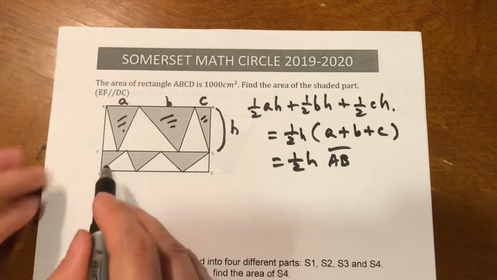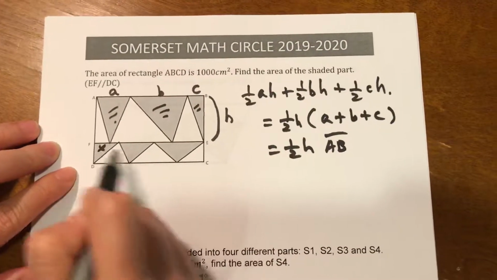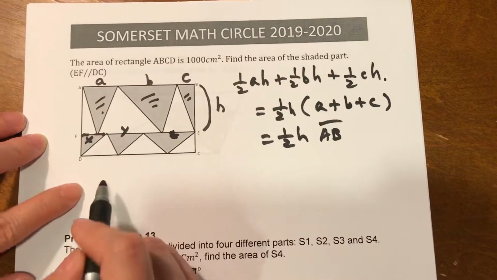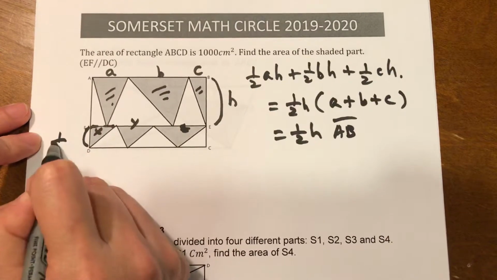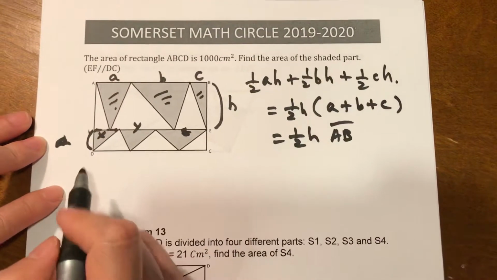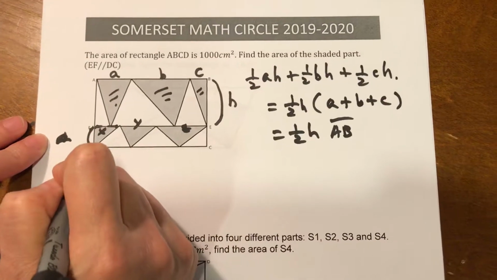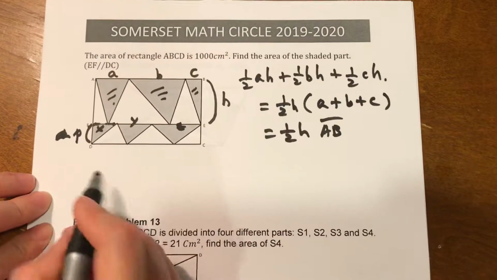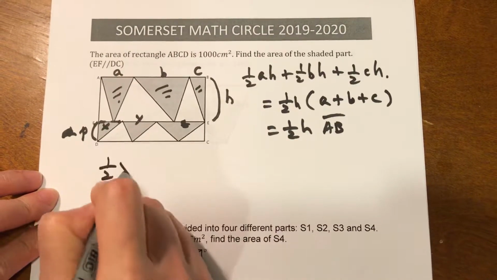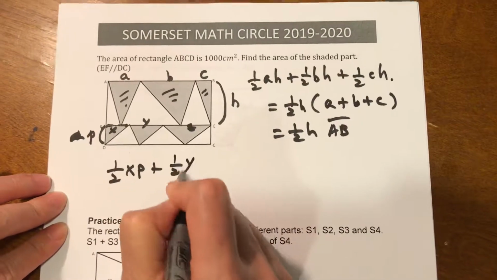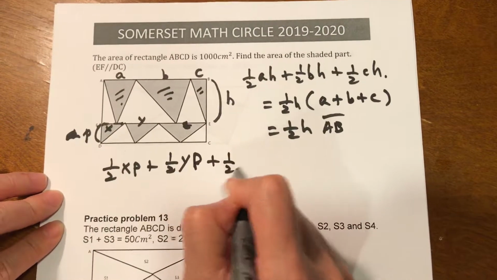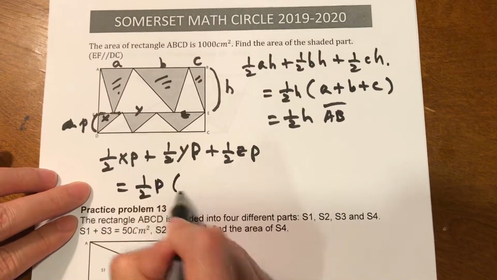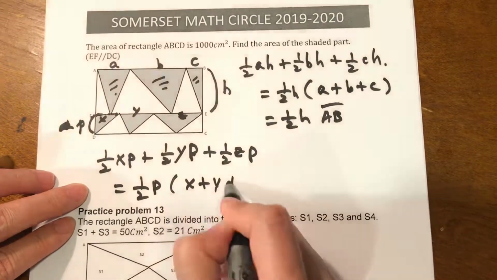We can do the same for the bottom one. We say this base is X, this base is Y, this base is Z. The height we call P. So the three shaded triangles of the bottom rectangle are 1/2 XP plus 1/2 YP plus 1/2 ZP. And we take out 1/2 of the height, then what is left over is X plus Y plus Z.